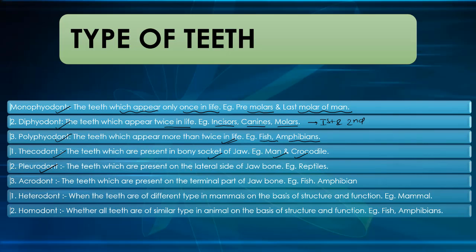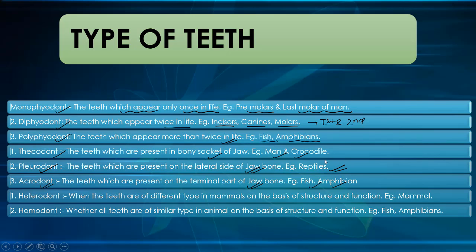Pleurodont means the teeth which are present on the lateral side of the jawbone, like reptiles. The teeth which are present on the terminal part of the jawbone are known as acrodont, for example fish and amphibians.